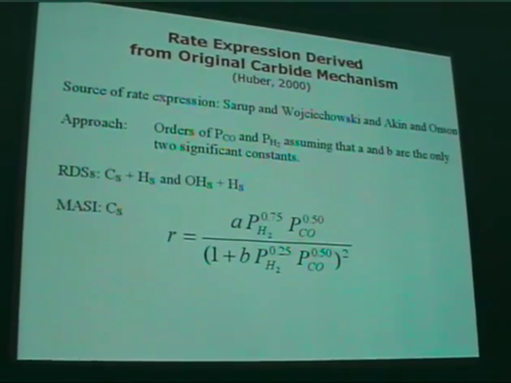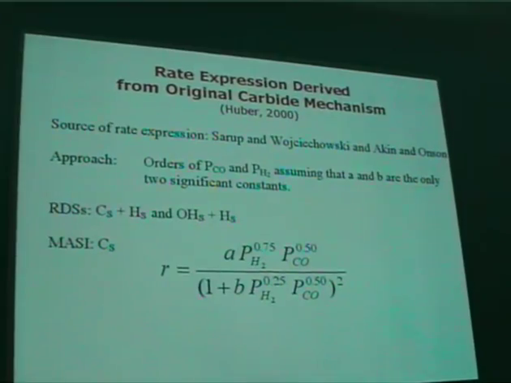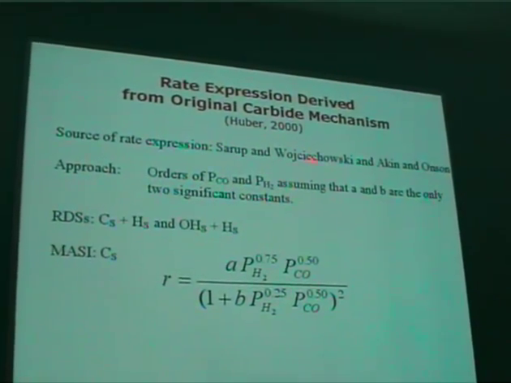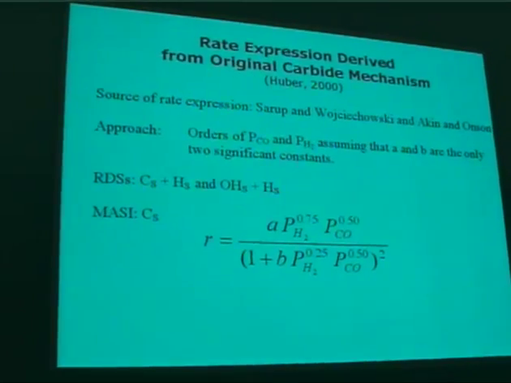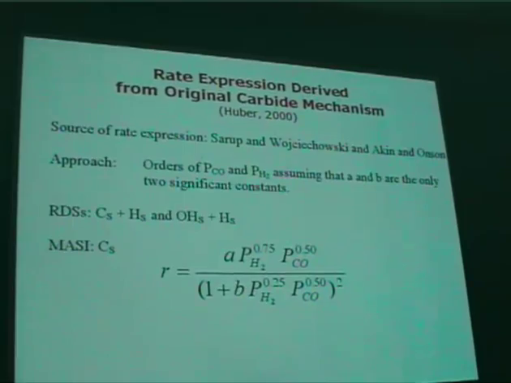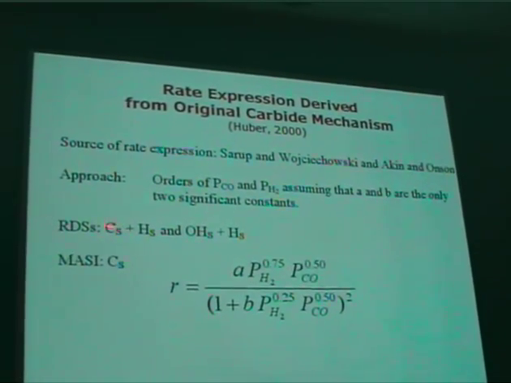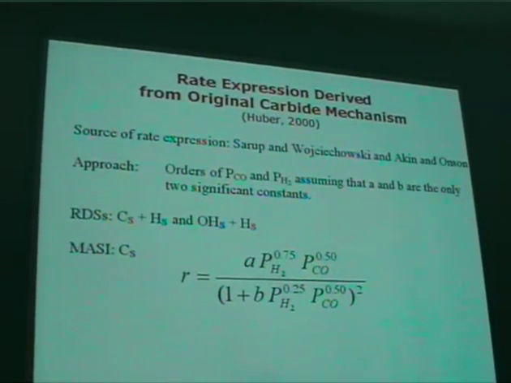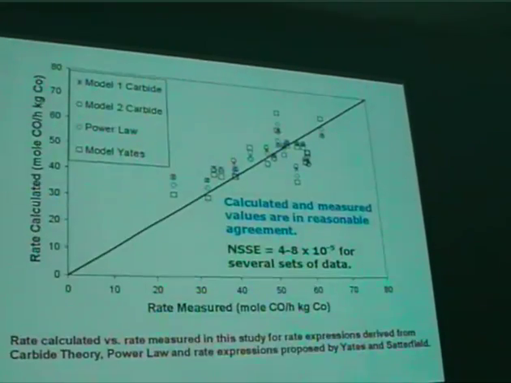Well, based on this, we went to the literature, looked at various rate expressions, and we looked at this rate expression by Sarup and Wachowski and Atkin and Onsen. This appeared to be one of the better rate expressions that we looked at. We looked at probably a dozen of them, and we used data from half a dozen studies. And our approach was to determine orders for P_CO and P_hydrogen, assuming that a and b are the only 2 significant constants. So in other words, we went to a 2-constant Langmuir-Hinshelwood expression like this. And this is the one I'm talking about. Our assumptions are that hydrogenation of carbon and formation of water from OH plus H are the rate determining steps. And the most abundant surface intermediate is surface carbon.